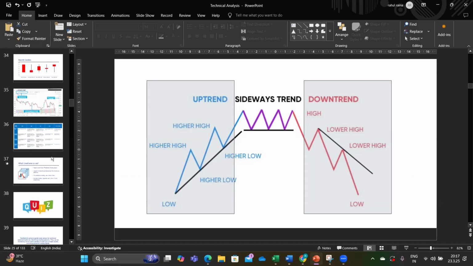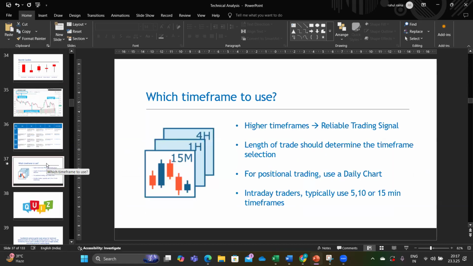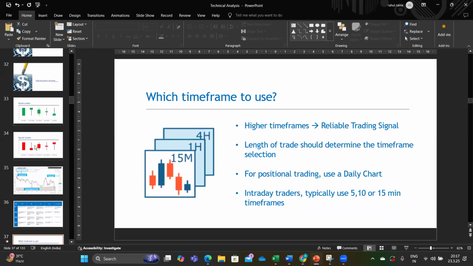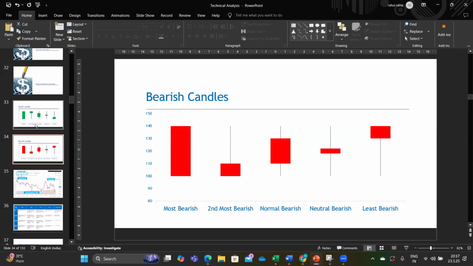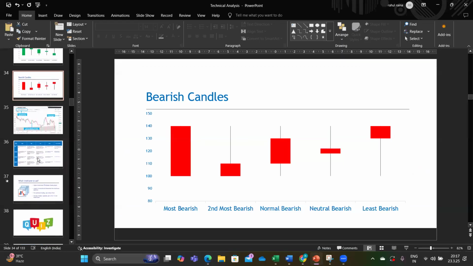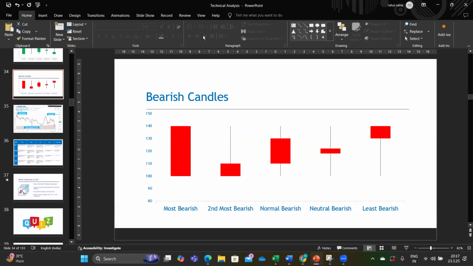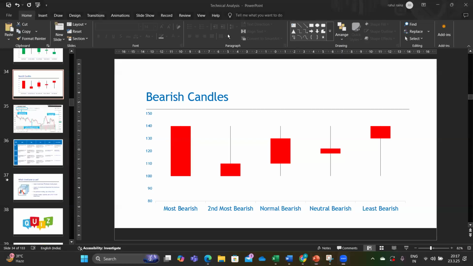Next week we'll do the single candle patterns first, because this is just the basic stuff. Any questions? Last call. Hope this was useful. Okay, let's see next week.